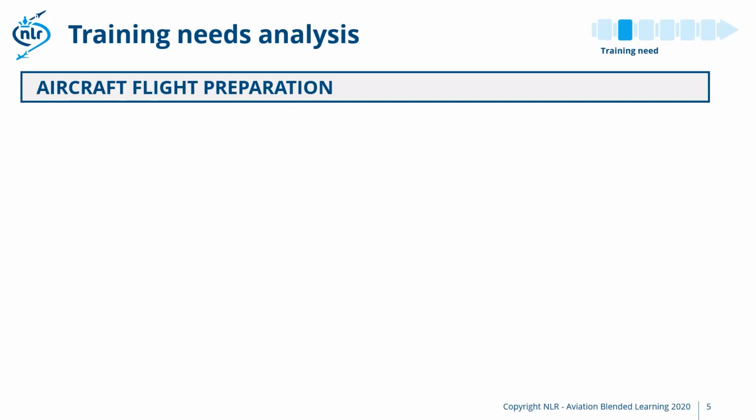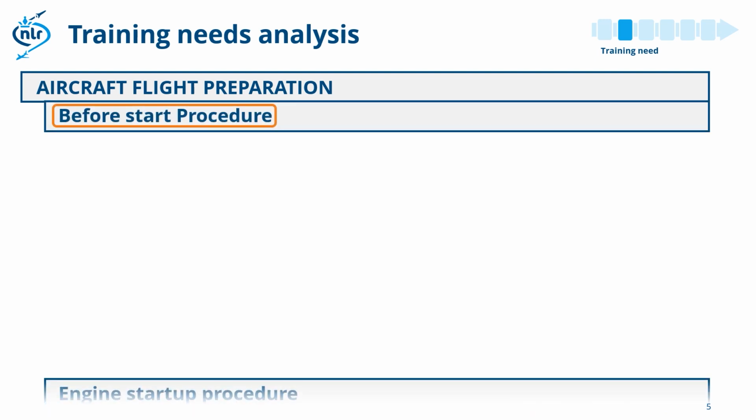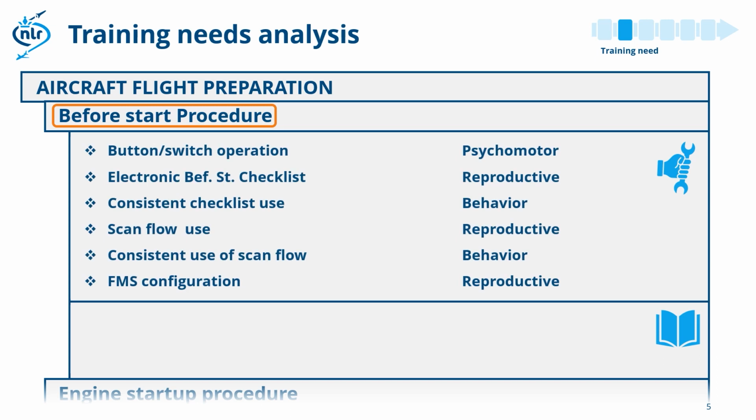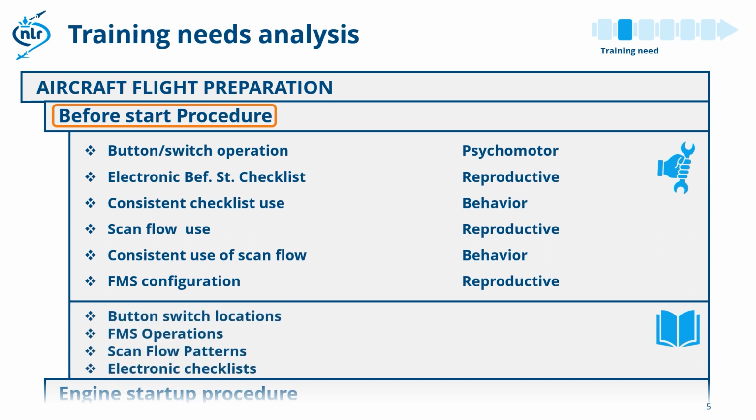Because the aircraft flight preparation consists of several items, we would like to focus for this example only on one item, and that is the before start procedure. For the before start procedure, we would like to know what kind of skills and knowledge are important. Well, the skills are here: button switch operation, which is psychomotor, electronic before start checklist, which is reproductive, and so on. And then there are also some knowledge items, of course, which are the button switch locations, FMS operations, scan flow patterns, and electronic checklists. And we have to make sure that all of this is covered in the training.